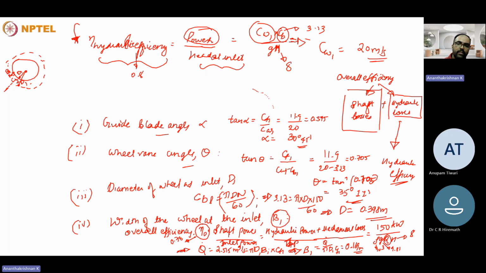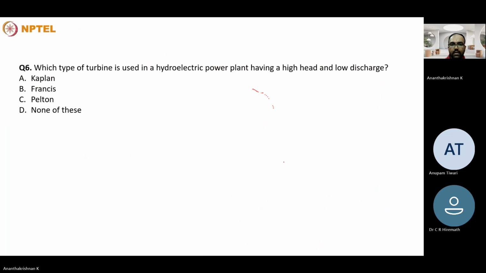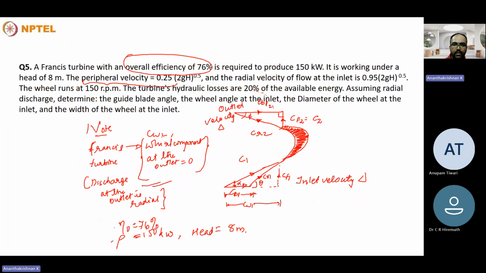The only unknown parameter is Q, and from this one, you get Q. And once you get Q, you can calculate B using this area to velocity equation. So that completes question 5.